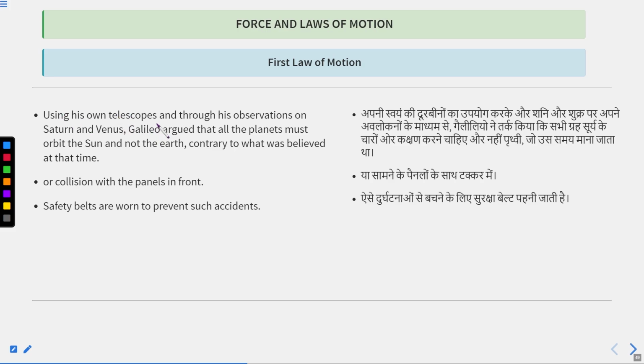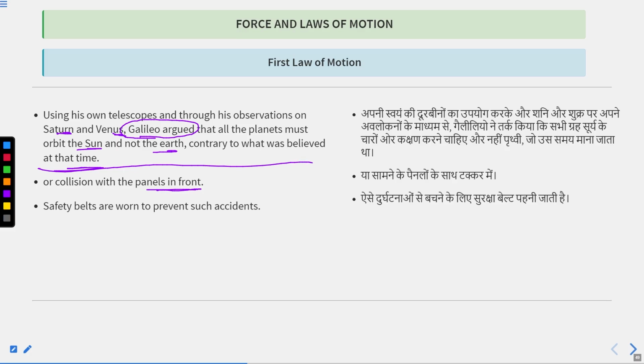Using his own telescope, and through his observations of Saturn and Venus, Galileo argued that all the planets must be orbiting the sun, not the earth. In older times, some scientists like Copernicus told us that the earth is the center of the universe and all the planets revolve around the earth. But Galileo Galilei, by using his telescope, argued that all the planets revolve around the sun, not the earth, contrary to what was believed at that time.